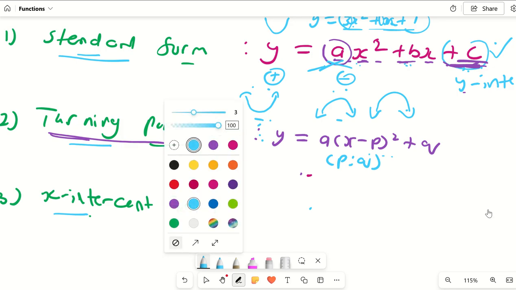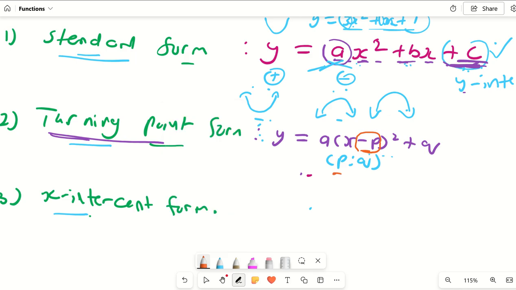Whatever you have inside here, you're going to take the opposite sign of it. It will be the x coordinate of the turning point. I repeat, whatever you have inside the bracket there, you will take the opposite sign of it. So if it's minus p, the x coordinate of the turning point will be positive p. If this came as plus, the x coordinate of the turning point will be minus p. So it's always the opposite of what you have in terms of signs. And then for the y coordinate, you just follow whatever you give it. So if it is plus 2, then this will be plus 2. If it's minus 2, this will be minus 2. That is the y coordinate.